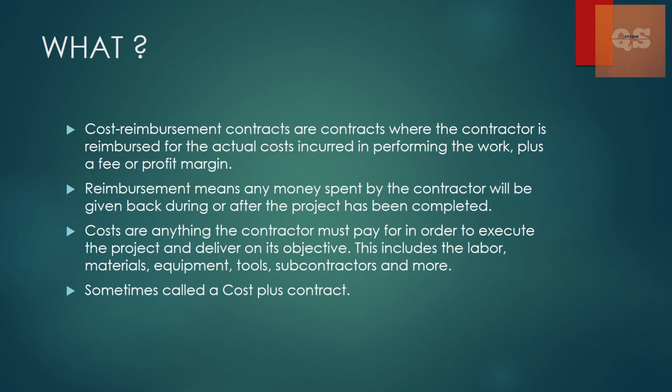Now let's understand what cost is. Costs are anything the contractor must pay for in order to execute the project and deliver on its objective. This includes the labor, materials, equipment, tools, subcontractors and more. Basically whatever is spent to complete that particular work. The examples will be dealt with in the coming slides. So, whatever you spend as a contractor.